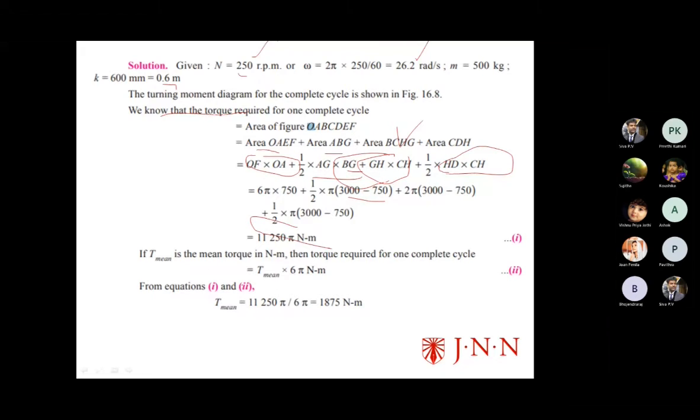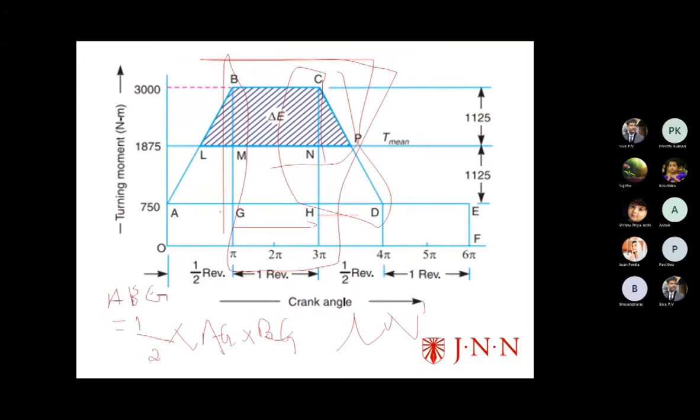So T mean equal to T mean into 6π Newton. For one complete revolution, the maximum is 6π. So T mean into 6π. Now T mean equal to 11,250 divided by 6π equal to 1875. This is that 1875, right? So this is the mean.